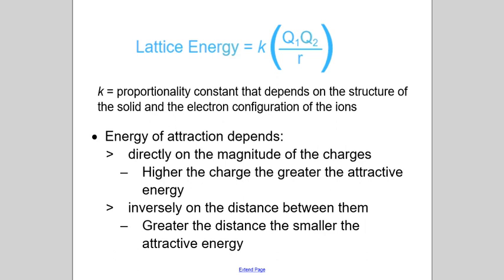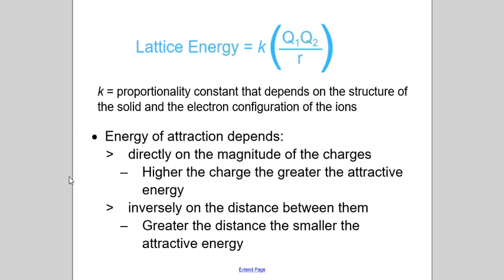So lattice energy, notice this is very, very similar to Coulomb's law. So K is now a proportional constant here, so they replace that constant in Coulomb's with K. Hey, look, another K for you. So lattice energy is equal to K times Q1 times Q2 over R. And for the solid, this K depends on the solid and the electron configuration of the ions.